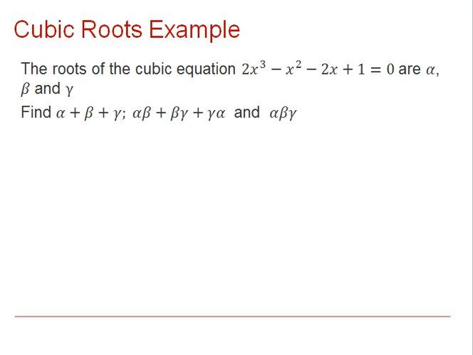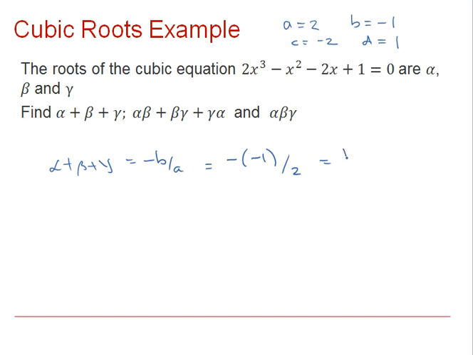So an example on a cubic equation. As you can see here, we have that a equals 2, b equals minus 1, c equals minus 2, and d equals 1. So if we're looking for that sum, alpha plus beta plus gamma, we know that that is minus b over a. So in that case that will be minus (minus 1) over 2, which gives us 1 over 2. Note that I'm being very careful and using brackets to make sure I get my signs right.